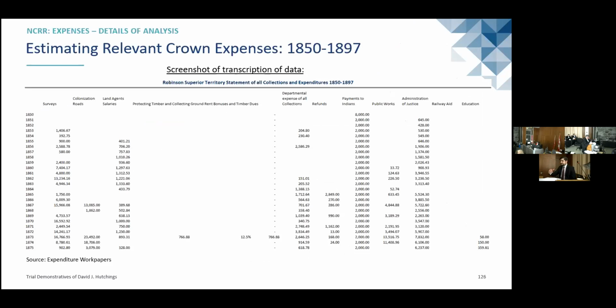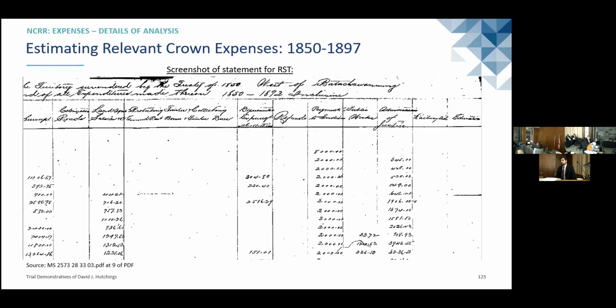Slide 126 is... just before you go to, can you just go back to 125? Sure. If you look at the screenshot for the statement for RST, it says in the second line there, "and of all expenditures made thereon 1850 to 1892 inclusive." But you use it till 1897. Can you explain the difference in those dates?